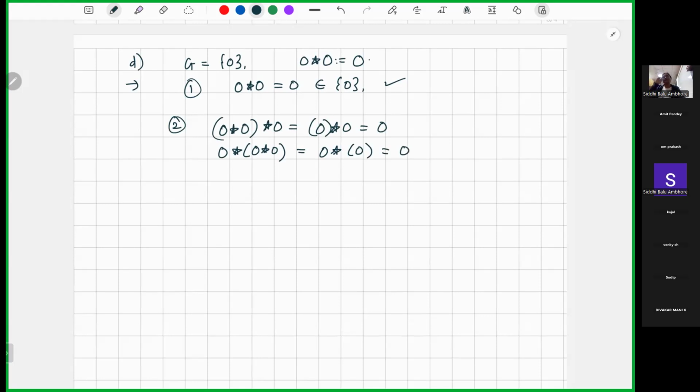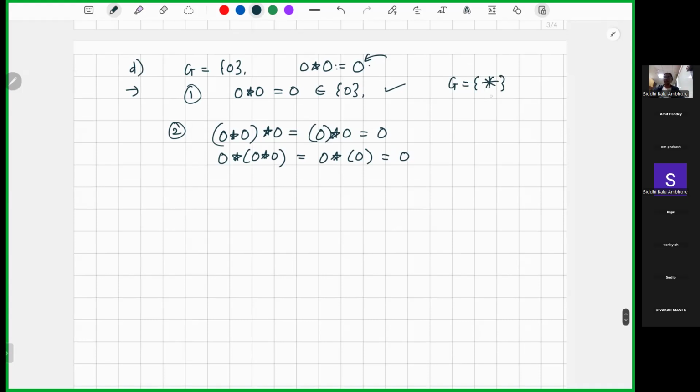0 is the only element here, or this could be anything. You just take any A in G. The symbol doesn't matter in this case. I can just put maybe a dot here, very bad notation, but any symbol for this star doesn't matter. This is a singleton set with this operation, and we are checking whether it's a group or not.